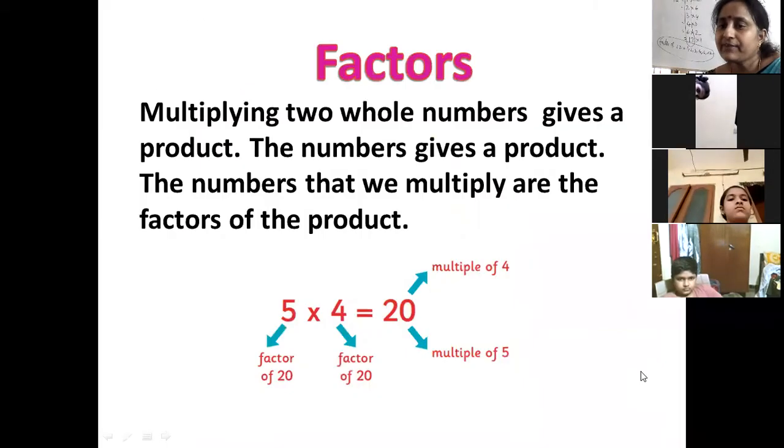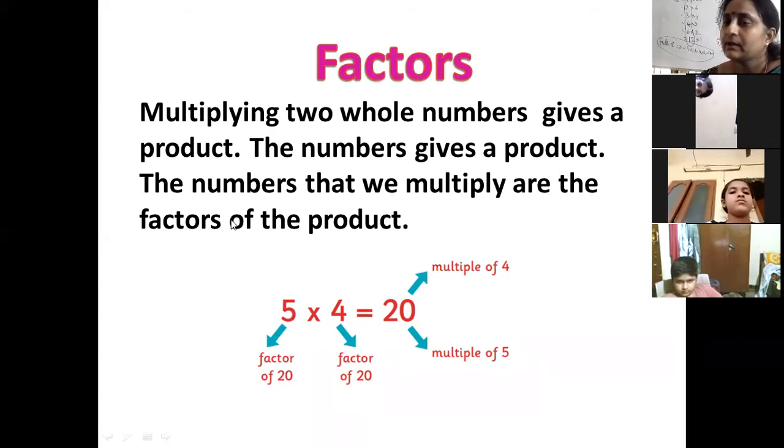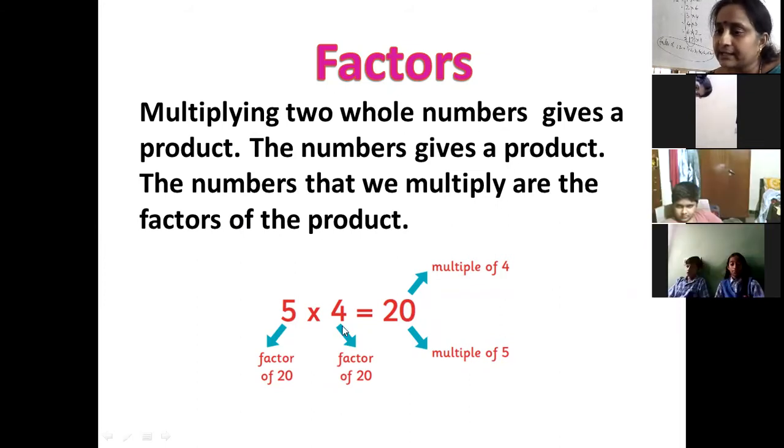Okay, we can define factors in so many ways. Let us see once. Multiplying two whole numbers gives a product. The numbers that we multiply are the factors of the product. So here, 5 into 4 is the example. 5 and 4 are factors of 20. 20 is a multiple of 4 as well as 5. Isn't it?